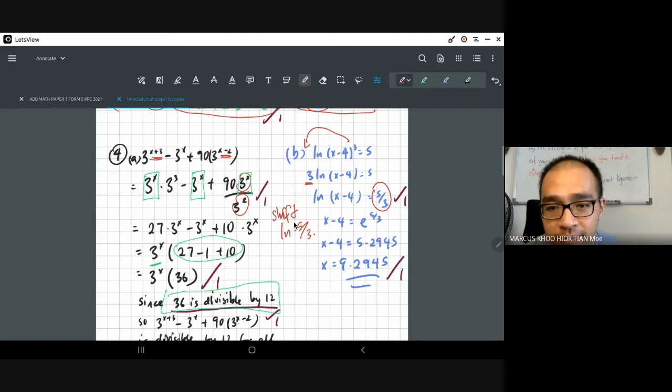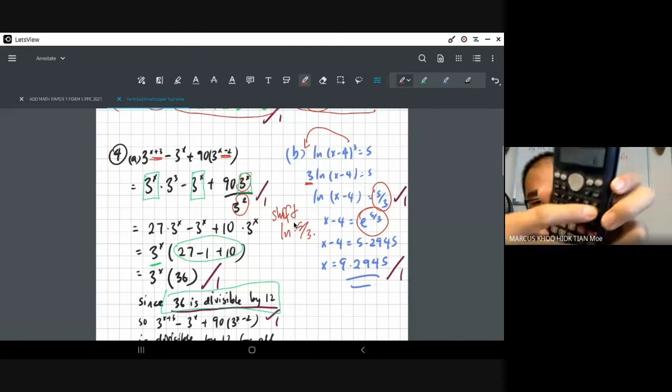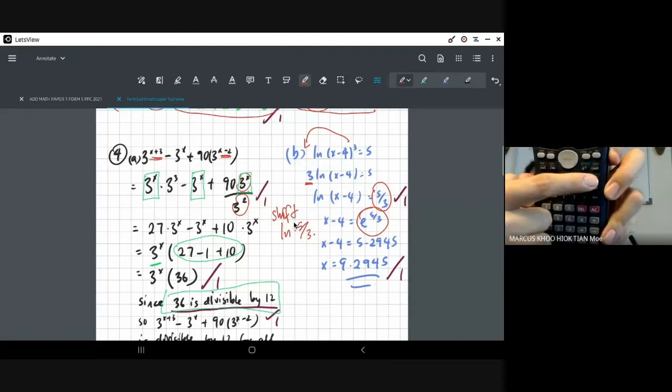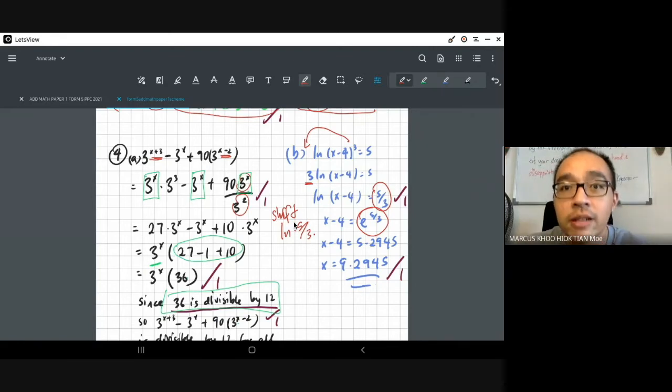Let me just double check my calculator. Shift ln, should be shift ln. Yeah, shift ln, okay, 5 over 3. Which is this. This is the shift ln, guys. You know where the ln is? Ln is here. Okay? It's just log, but it is not base 10. It's just a natural base.